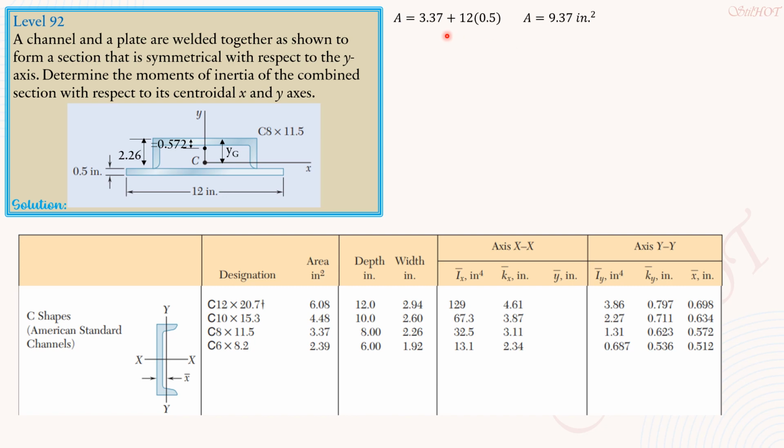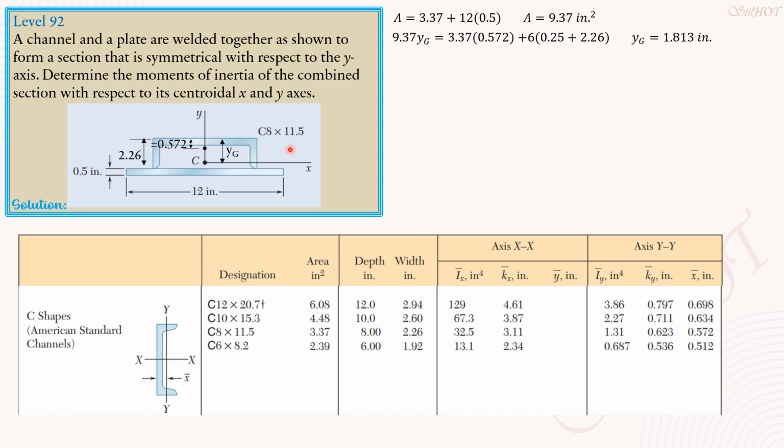Then apply first moment of mass or Varignon's theorem. 9.37 times yg equals 3.37 times 0.572 plus 6 square inches times the distance to that edge, which is half of 0.5, 0.25, plus 2.26. So 6 times 0.25 plus 2.26. Yg therefore is equal to 1.813 inches.